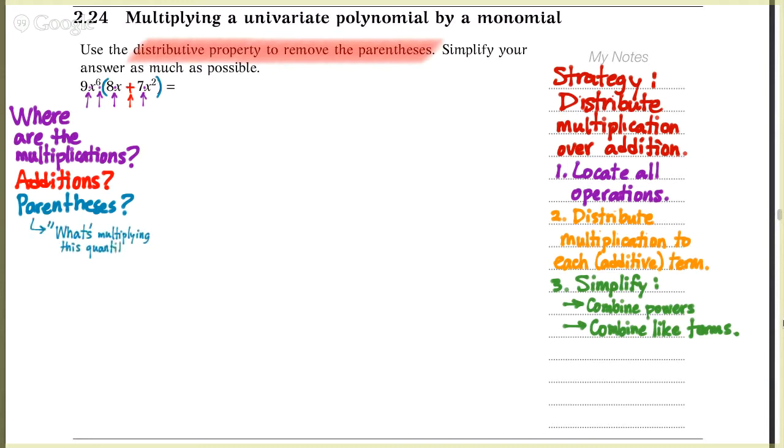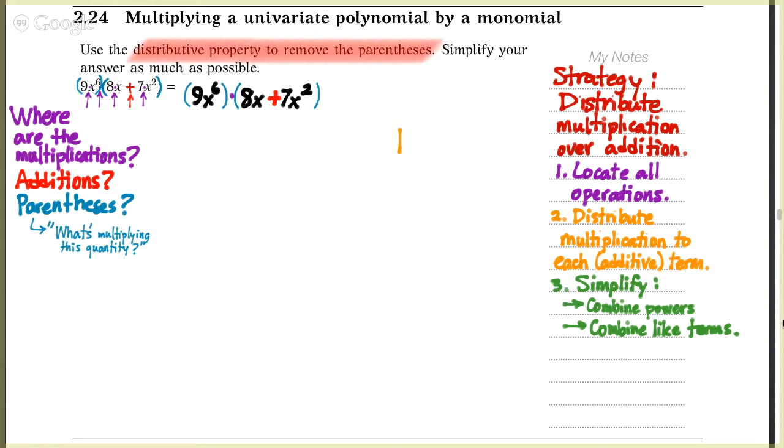Another way to think about that is it's an answer to the question, what is it that's actually multiplying the quantity 8x plus 7x squared? What is multiplying 8x plus 7x squared in this example? And the answer is 9x to the 6th is what's multiplying 8x plus 7x squared. So that 9x to the 6th on the outside is multiplying the entire polynomial, 8x plus 7x squared. So what does that mean? I'm going to recopy what we have here just to make it a little bit bigger.